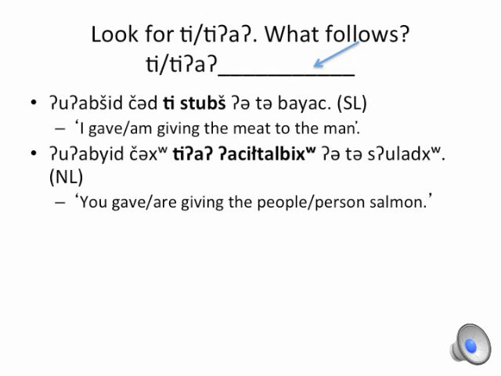O abshid ched ti stobj at bayats. I gave or am giving the meat to the man. O abyid chef tia atsish talbu ates ulad. You gave or are giving the people or a person salmon. What follows T or tia?